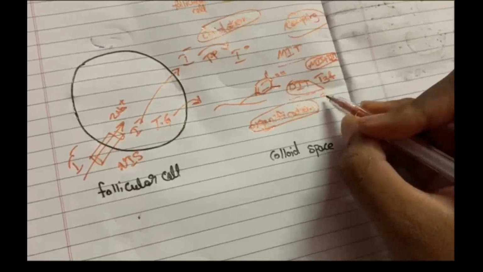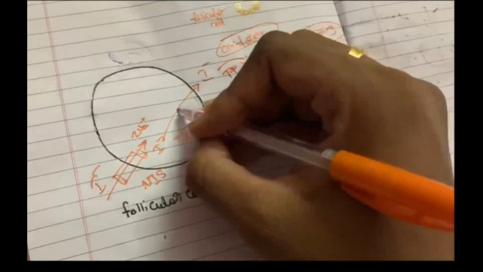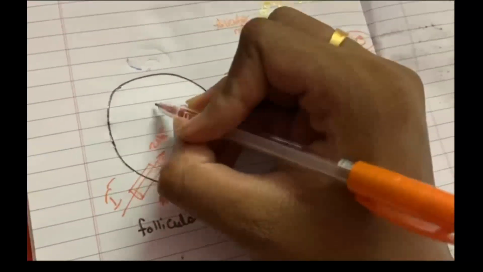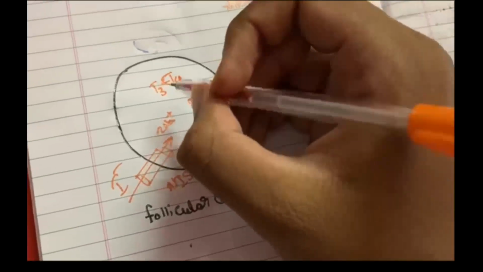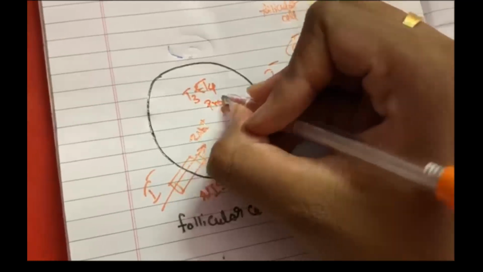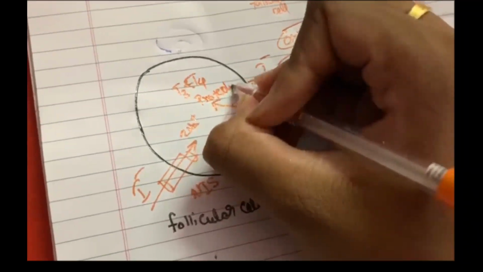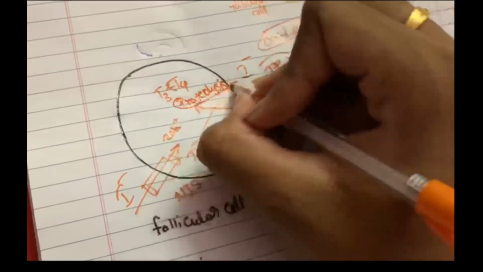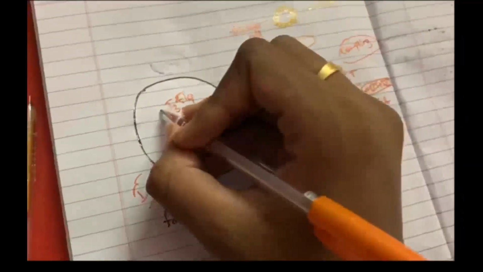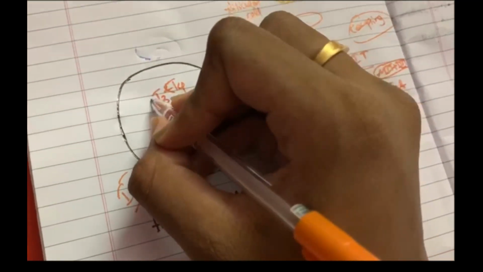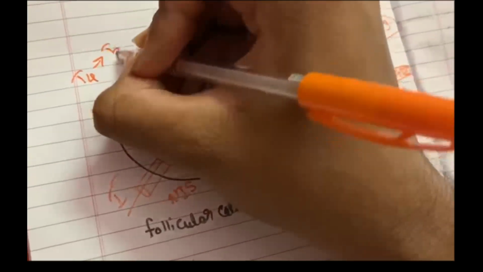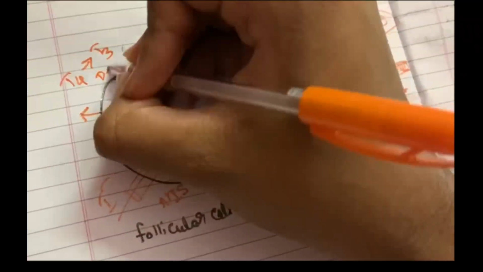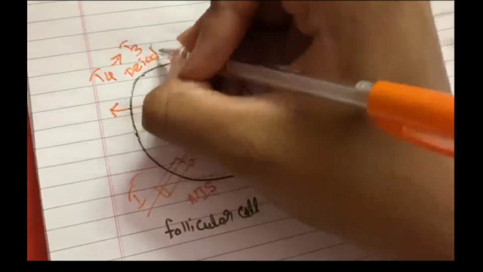So what happens is these again enter into the follicular cells where the T3 and the T4 are detached from the thyroglobulin by a process known as proteolysis, which is protein cutting. Now this T3 and T4 exits out the follicular cells where the T4 is converted to T3 by the process known as deiodination.